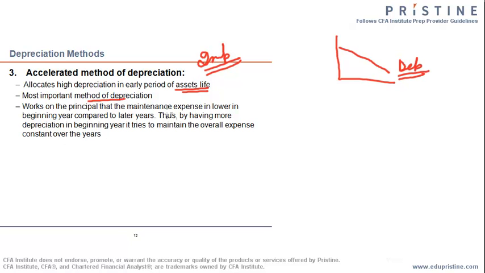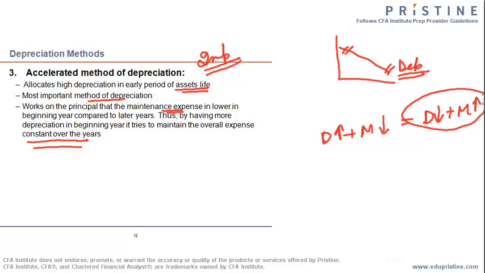It basically works on the principle that the maintenance expense is initially lower, and hence the depreciation amount is charged a little higher, and thereby in the later part of the asset's life when maintenance expenses are higher, your depreciation is lower, thereby trying to keep these expenses constant over a period of time. So initially your depreciation would be higher plus your maintenance being lower, would then be equivalent to later years where depreciation is lower plus maintenance being higher. So they try to cap this exposure or expenses in line with the total expense year on year.